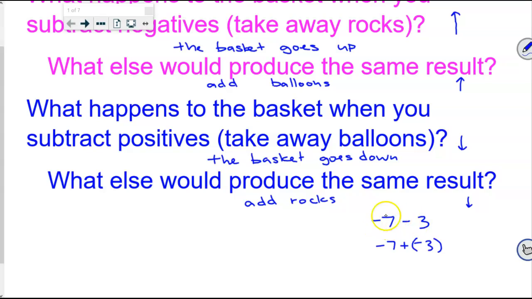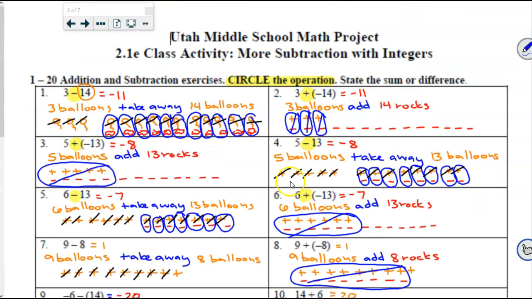-7 minus 3. This is 7 rocks, take away 3 balloons. If I only have 7 rocks, do I have balloons? No. So again, we have some strategies for this. We can go all Dora, right? Oh no, and we have to look at the 0 pairs. But sometimes that's just super tedious. So having another option, like instead of taking away balloons, changing it to adding rocks, now it's 7 rocks plus 3 rocks. How much easier is that one? A lot easier.